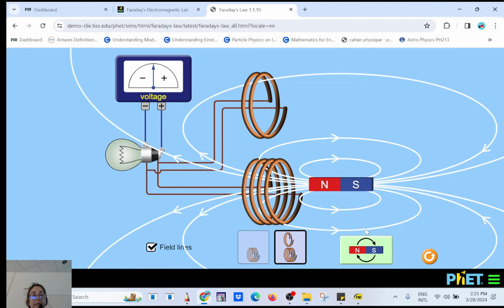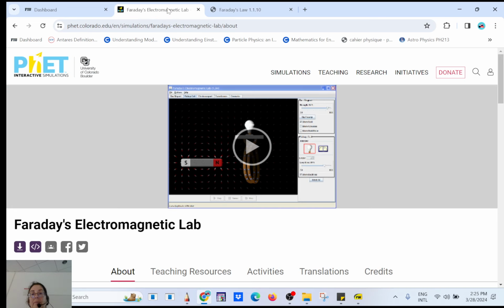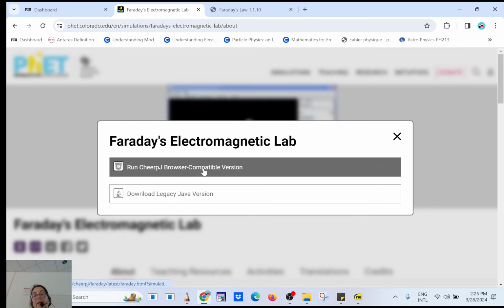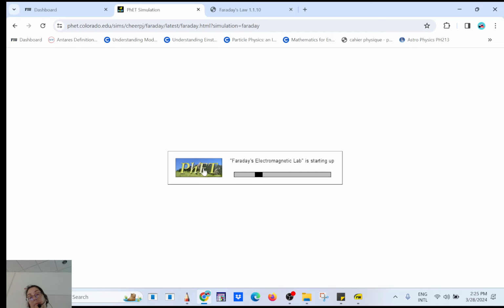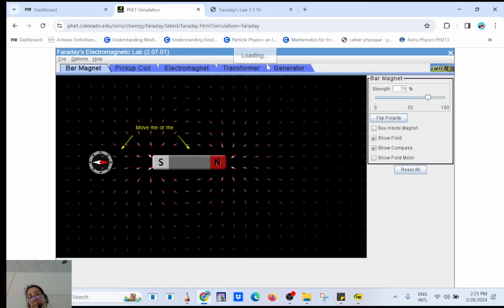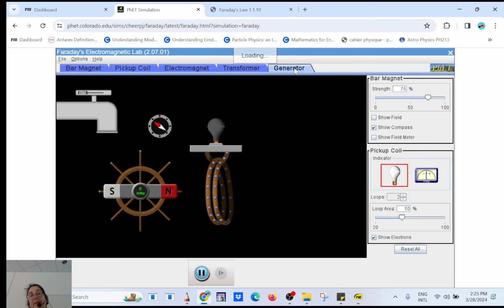So, for example, we already show you that. So that's called a generator. Let's look at the field lines here.